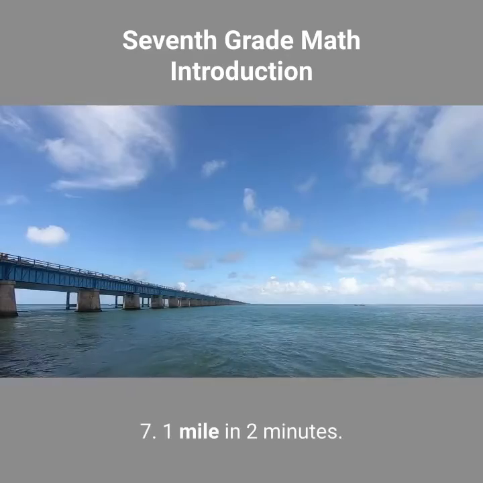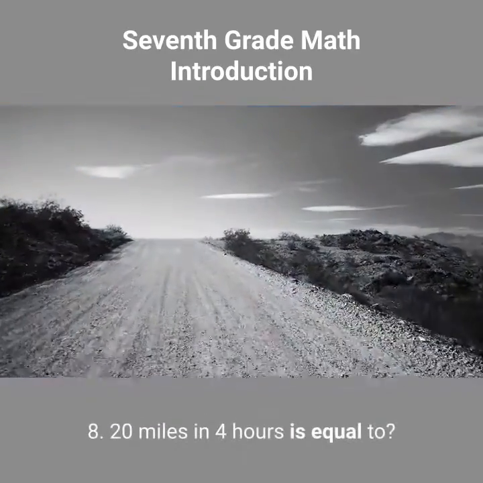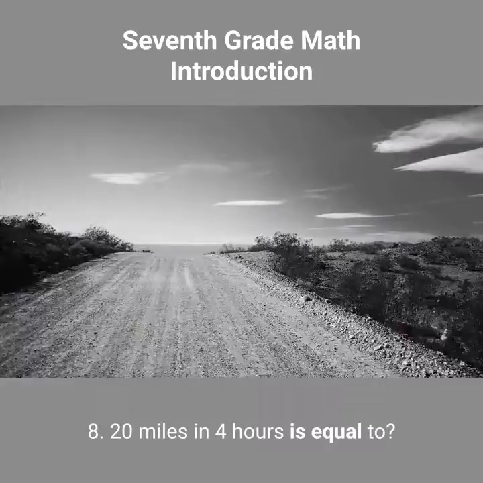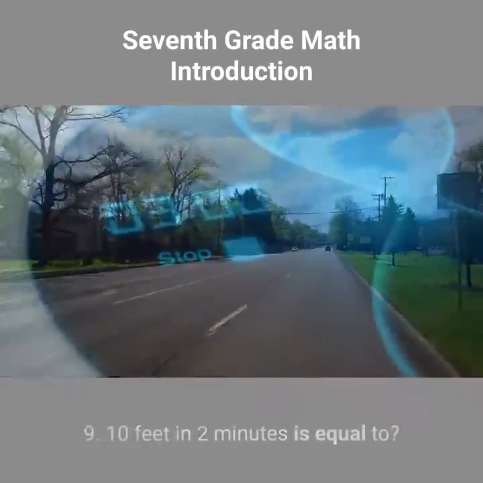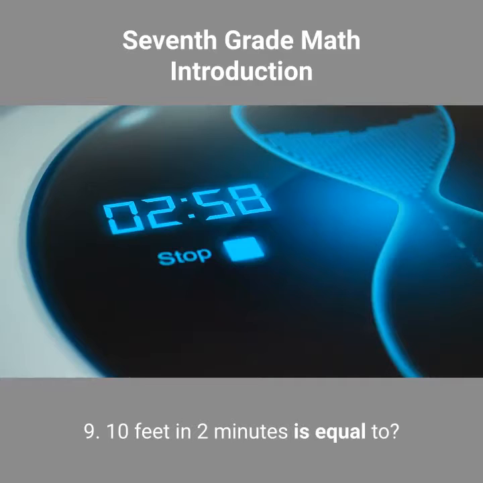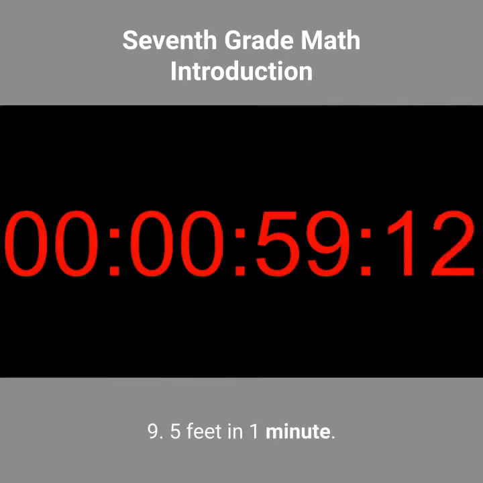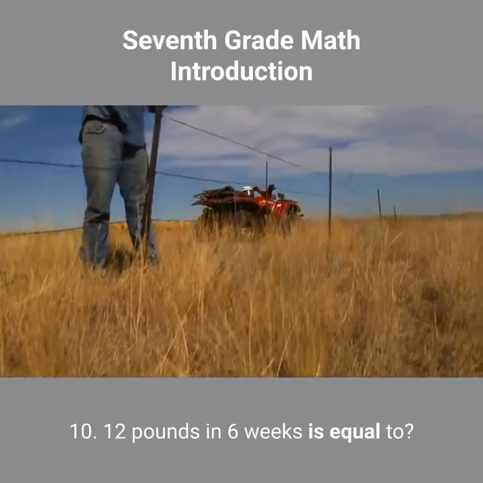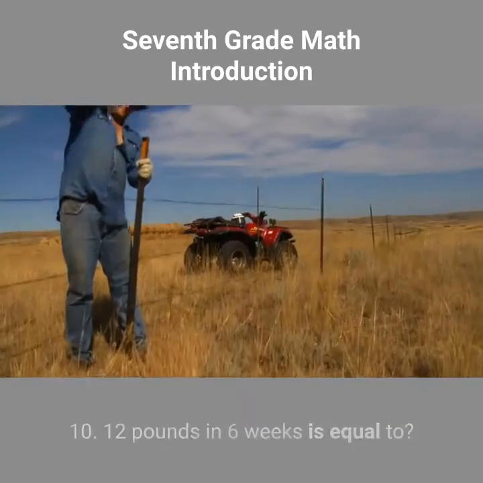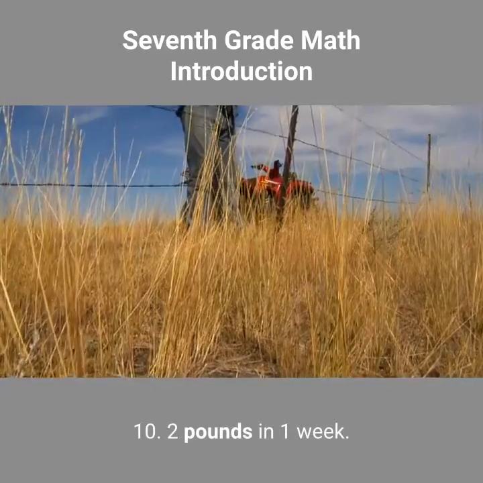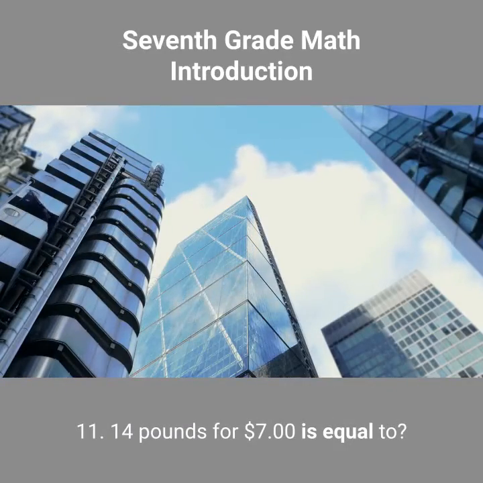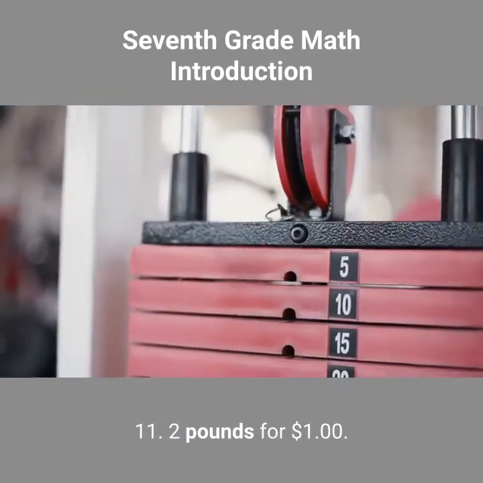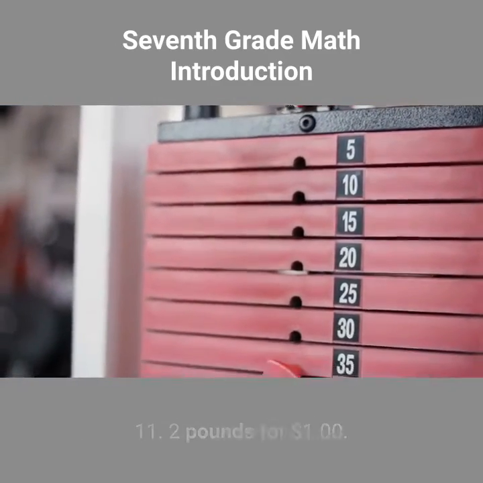1 mile in 2 minutes. 8. 20 miles in 4 hours is equal to 5 miles in 1 hour. 9. 10 feet in 2 minutes is equal to 5 feet in 1 minute. 10. 12 pounds in 6 weeks is equal to 2 pounds in 1 week. 11. 14 pounds for $7 is equal to 2 pounds for $1.